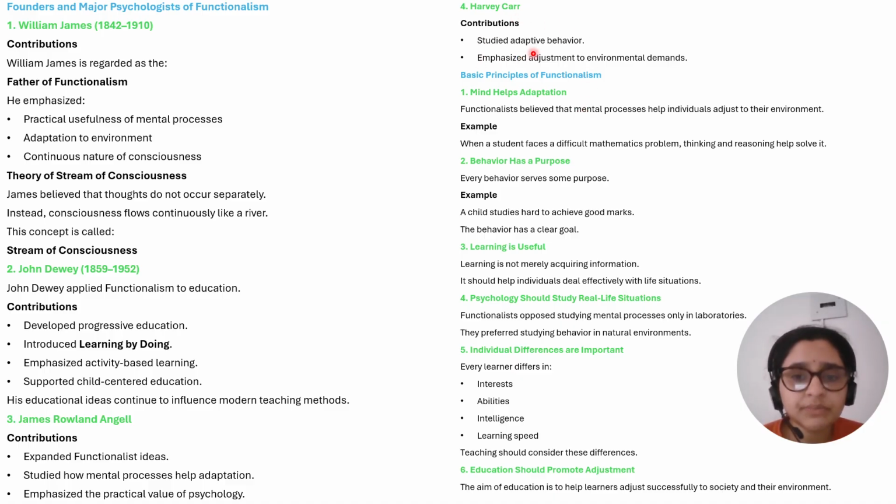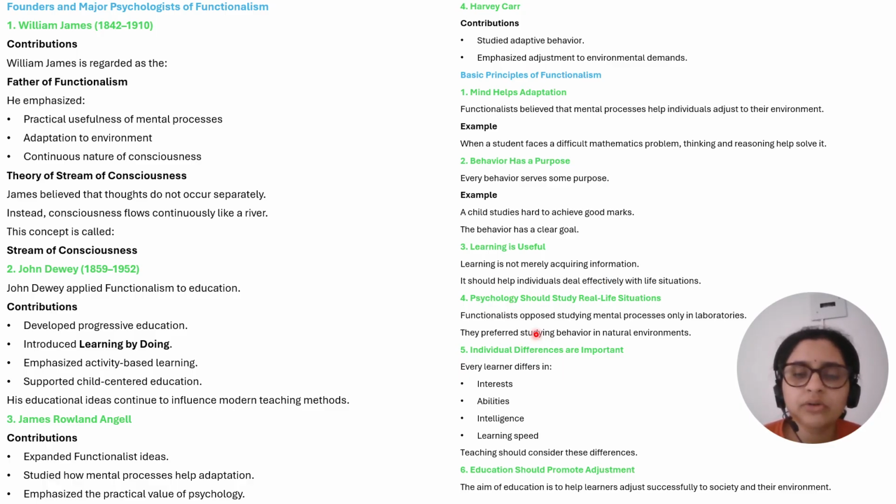What are the basic principles of functionalism? Mind helps in adaptation. Then every behavior has some purpose. Example, a child will study to achieve good marks. Then learning is a useful process. It is not merely acquiring of information. It should help individuals deal with their real life situations effectively.